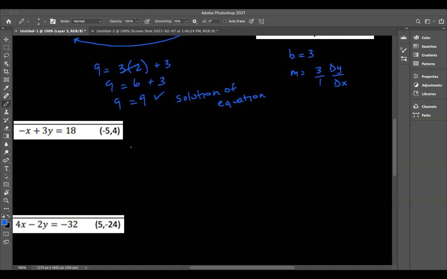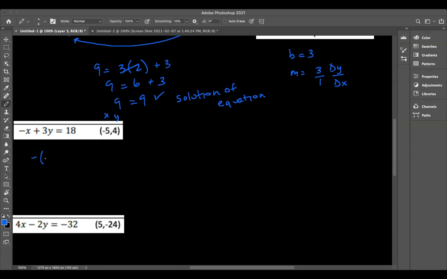So most of the time we're not going to build a graph on this, but this information will be mostly found algebraically. Okay, so we have x is negative 5, and we have y is 4. What I'm going to do is plug in the value of negative 5 for x and the value of 4 for y, and see if this equals 18. If it does, then it's the solution. If it doesn't, then it's not. Okay, so let's do it.